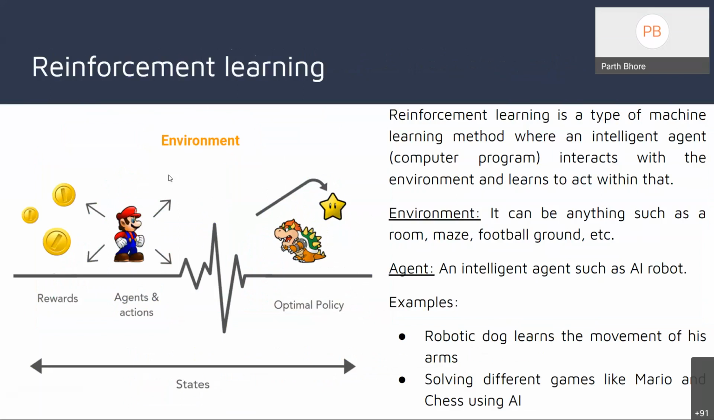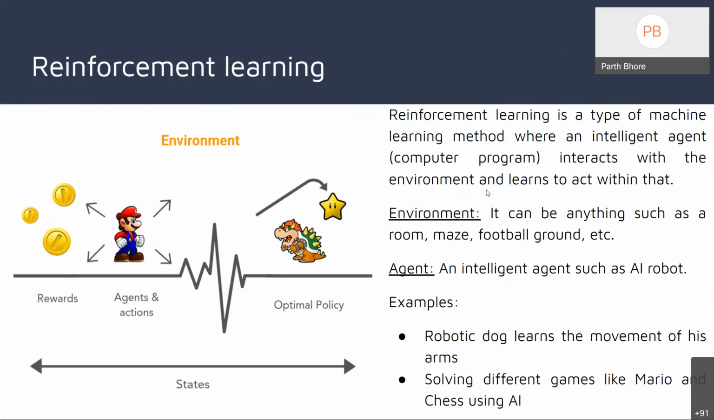Now we will look into the new third category. The third one is reinforcement learning. This is a fairly new algorithm. And what does reinforcement learning mean? Reinforcement learning is a type of machine learning method where an intelligent agent interacts with the environment and learns to act within that.